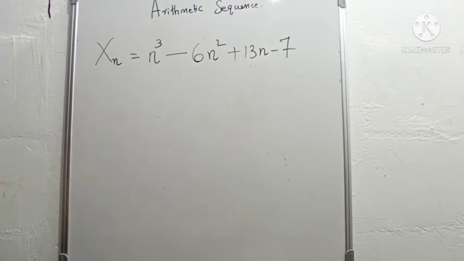Now we are going to do the last problem, or the sixth problem, of this exercise. The question is, the algebraic expression of a sequence is xn equals n cube minus 6n square plus 13n minus 7. Is it an arithmetic sequence? This is our question. See, this one is the algebra of a sequence.